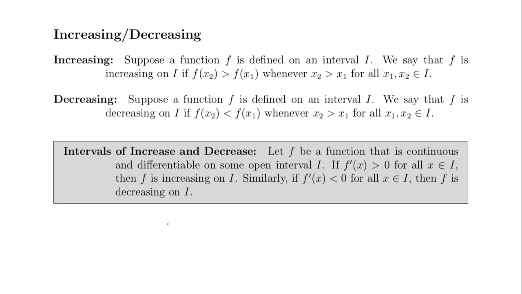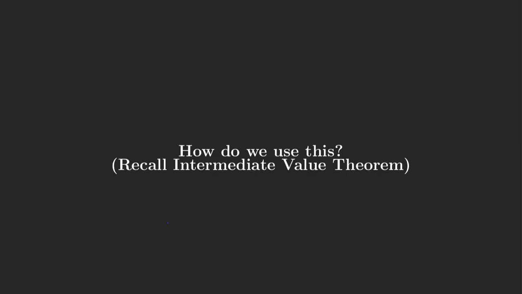Notice that really quickly, the order is really important here. This does not say that if f is increasing on the interval, the derivative is positive everywhere. This does not say that if f is decreasing on the interval, the derivative is negative on that interval. But if the derivative is positive on the interval, then your function has to be increasing. If the derivative is negative on the interval, then your function has to be decreasing. We'll hopefully look at a really quick example of why that might be the case.